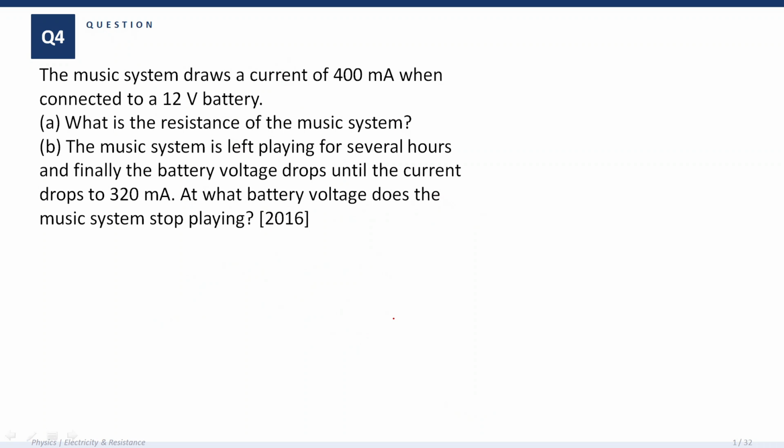Question 4. The music system draws a current of 400 milliampere when connected to a 12-volt battery. What is the resistance of the music system? The music system is left playing for several hours, and finally the battery voltage drops until the current drops to 320 milliampere. At what battery voltage does the music system stop playing?